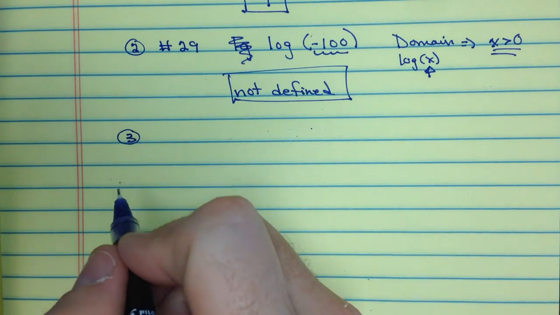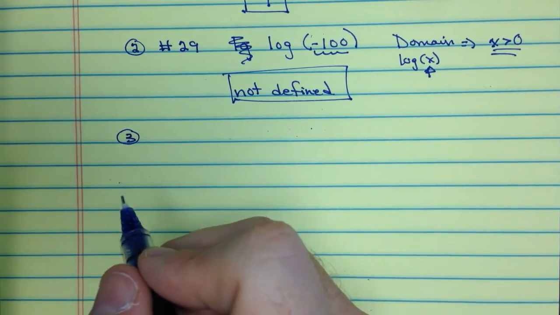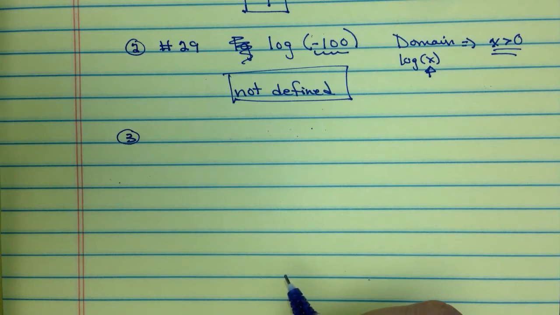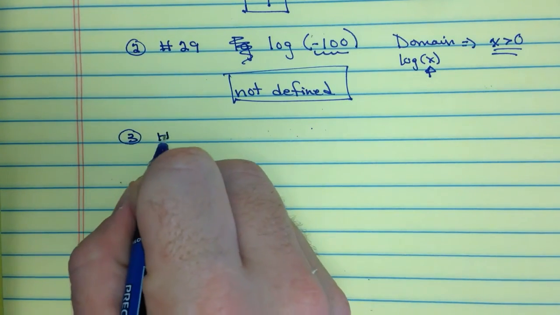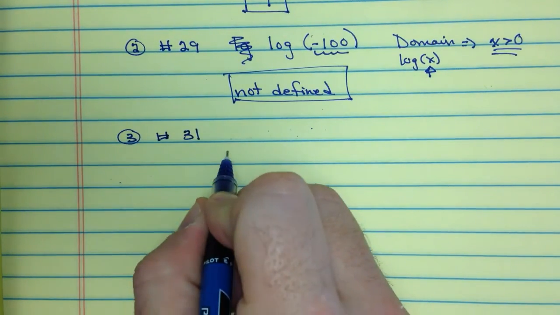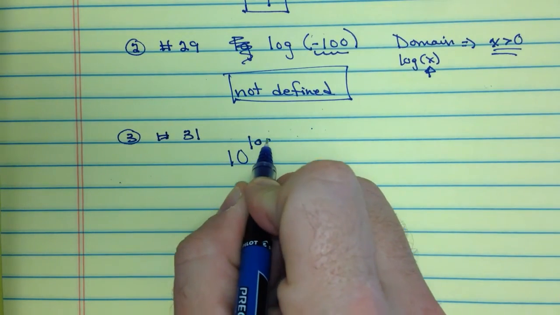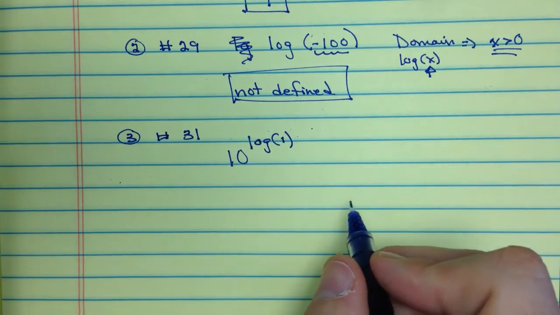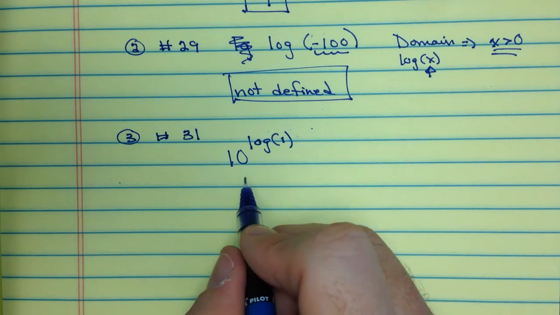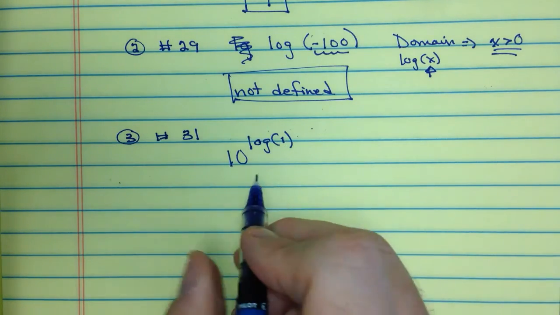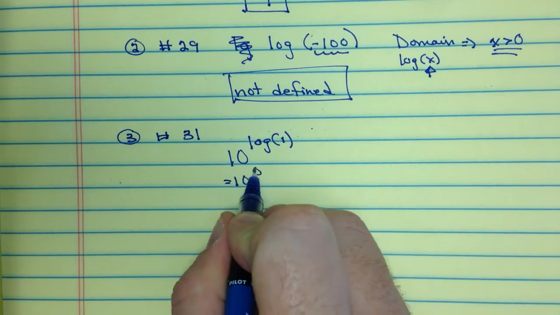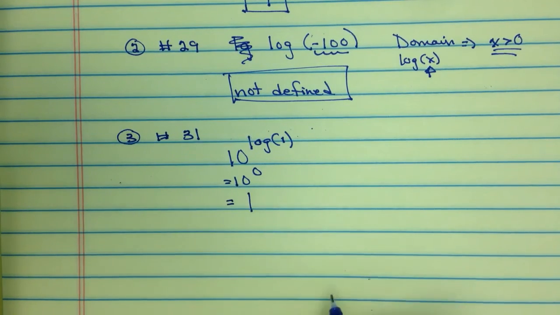All right, little 3. What about, how about 10? This is number 31. 10 raised to the log of 1. All right, well, there are two ways to do this one. First, we can remember that log of 1 is 0. So this is equal to 10 to the 0, and 10 to the 0 is 1.